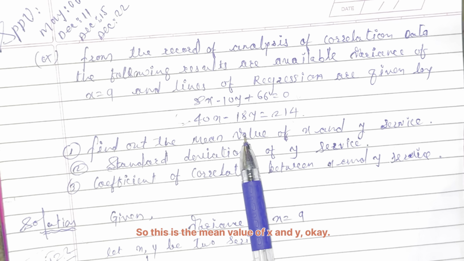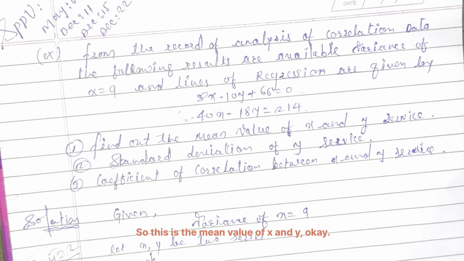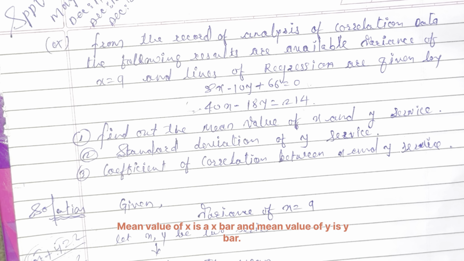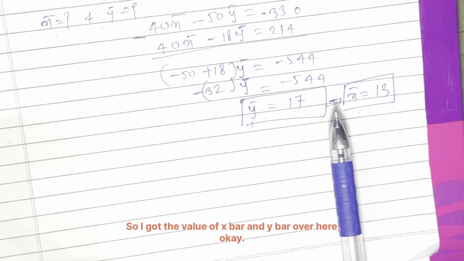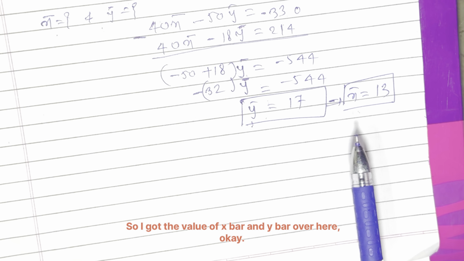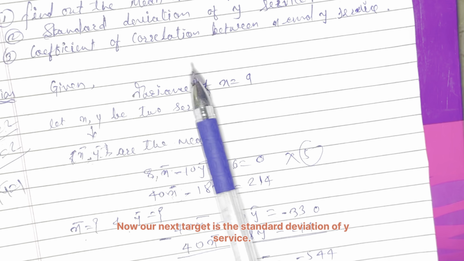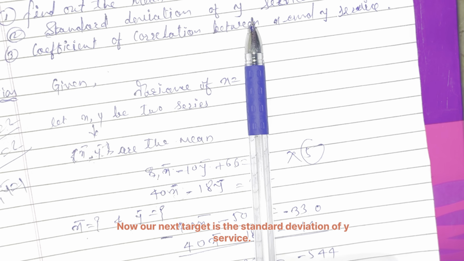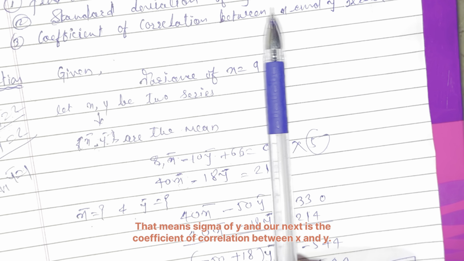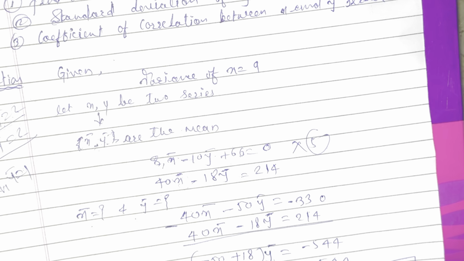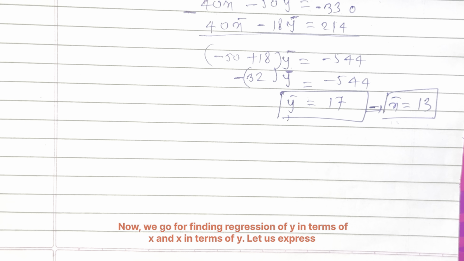So this is the mean value of x and y. Mean value of x is x bar. Mean value of y is y bar. So I got the value of x bar and y bar over here. Now our next target is the standard deviation of y, that means sigma of y. And next is the coefficient of correlation between x and y. Now we go for finding a regression of y in terms of x and x in terms of y.